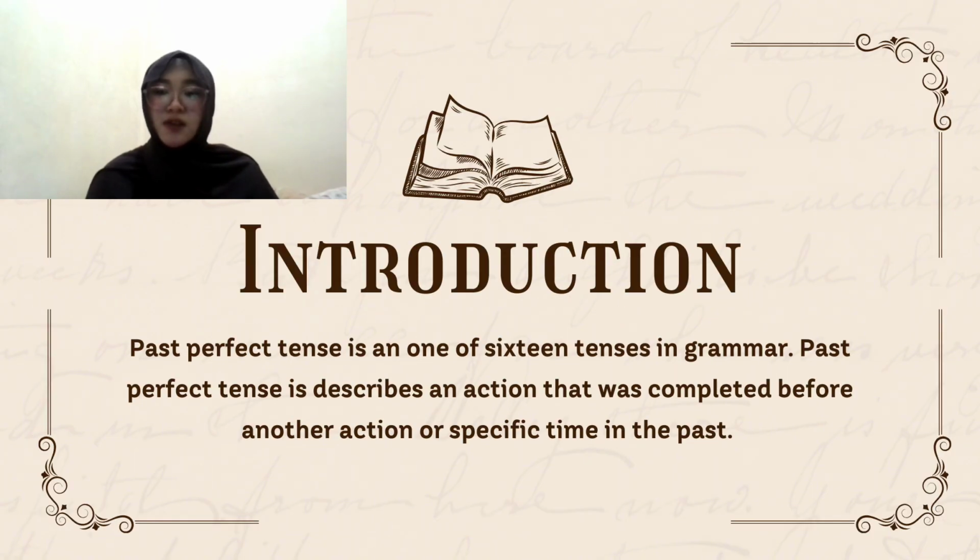Okay, the introduction. So, the past perfect tense is one of the 16 tenses in English. And we use it to describe an action that was already finished before another action in the past. So basically, if two things happen in the past, the past perfect tells us which one happened earlier. And it makes our sentences more clear and helps avoid confusion.